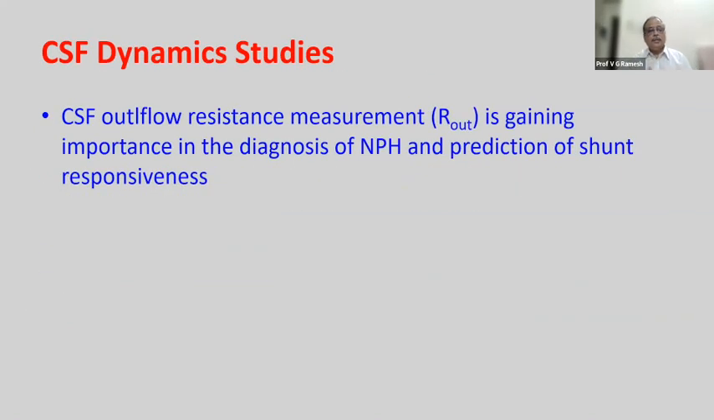Then coming to the CSF dynamics studies, the measurement of CSF outflow resistance, which we call R-out, is gaining importance in the diagnosis of normal pressure hydrocephalus and also in prediction of shunt responsiveness. This is a very important aspect because, as I told you, NPH can mimic other things, and there can also be a combination of NPH with other diseases. So we have to know whether it is an NPH and, in a case of combination, whether the patient will respond to a shunt or not. In this aspect, R-out measurement is very useful.